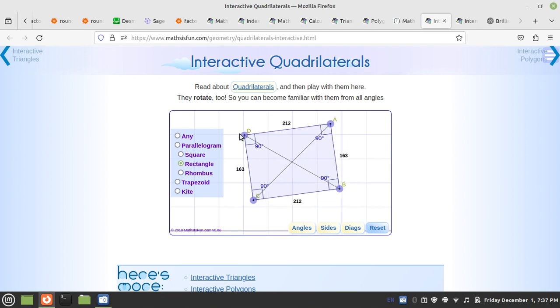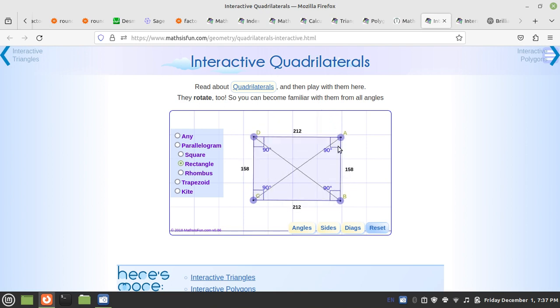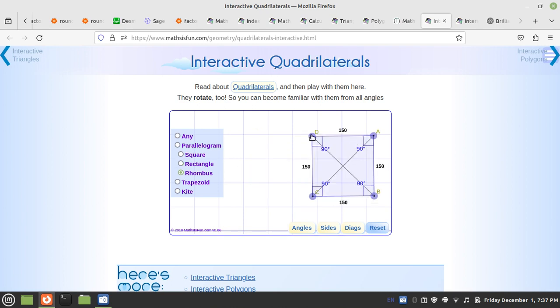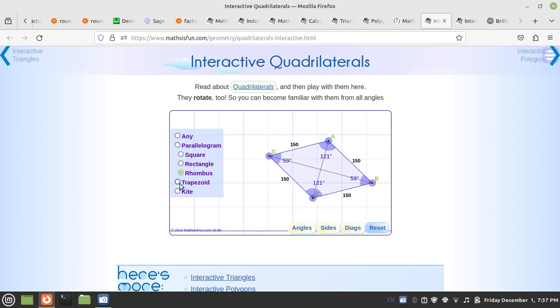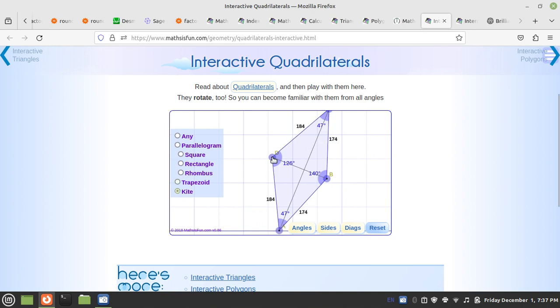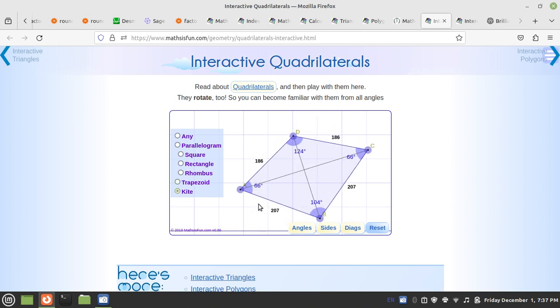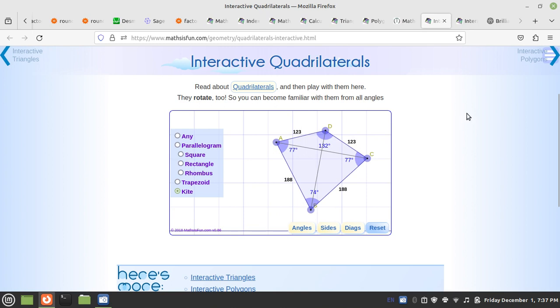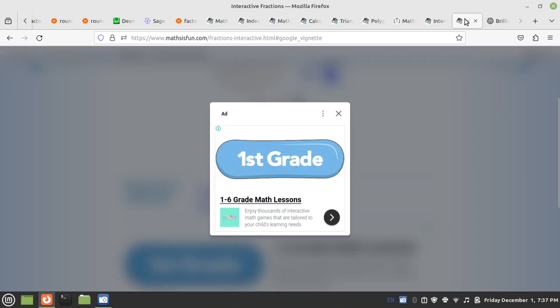What if I increase the length? Oh yes, alhamdulillah. Okay, rhombus. Nice rhombus. Trapezoid. What about trapezoid? Two opposite sides should be parallel, these two sides. Okay, kite. Oh, a nice kite, mashallah. Beautiful kite. You can see the symmetry, the axis of symmetry. So it has interactive things also.